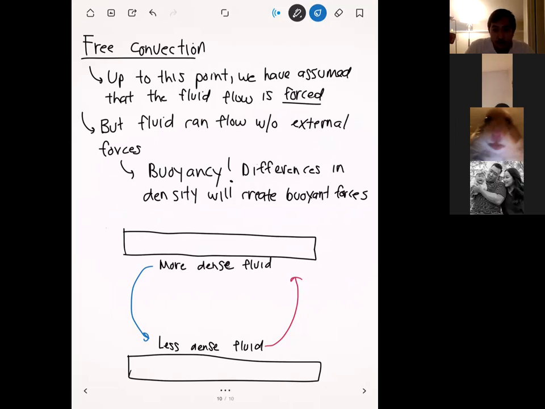Okay. Professor, I have a quick question. Sure, what's up? If you're in a hot air balloon, wouldn't that still be considered like a forced convection?